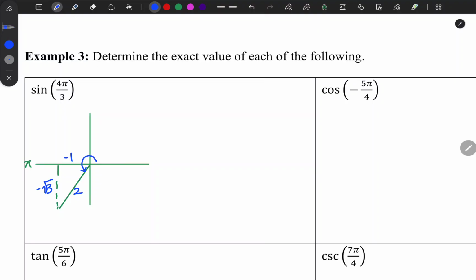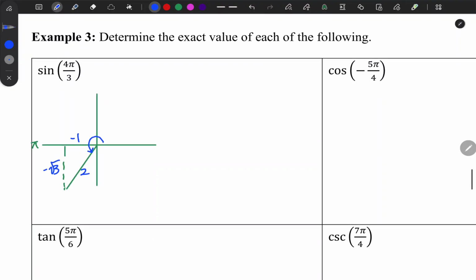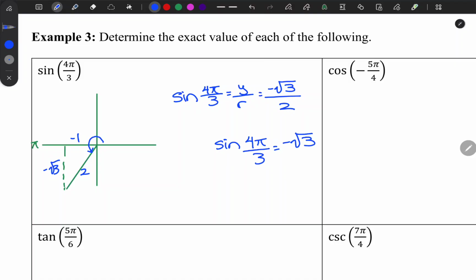So notice I'm not worrying about the unit circle. I'm just using the special triangle as a reference to get my ratio of sides. So sine 4 pi over 3 is going to be equal to y over r. And I do need that r value because it's not on the unit circle. It's going to be -√3 over +2. And that's actually our answer. So you could straight up write sine 4 pi over 3 equals -√3 over 2.